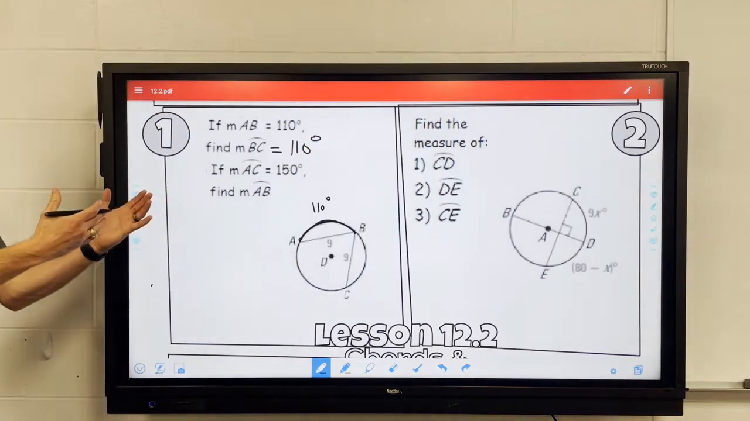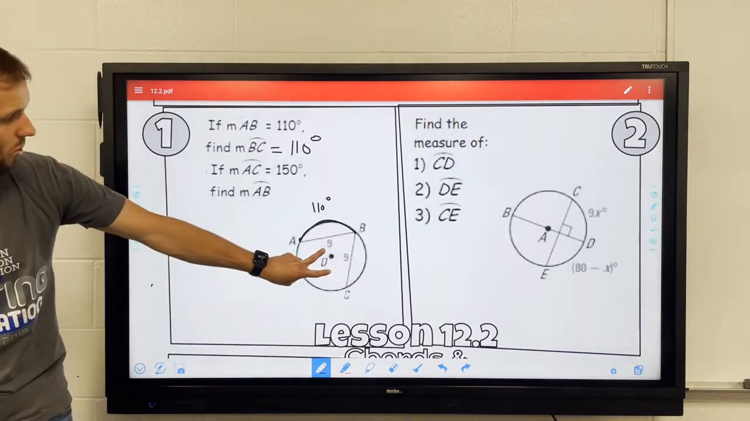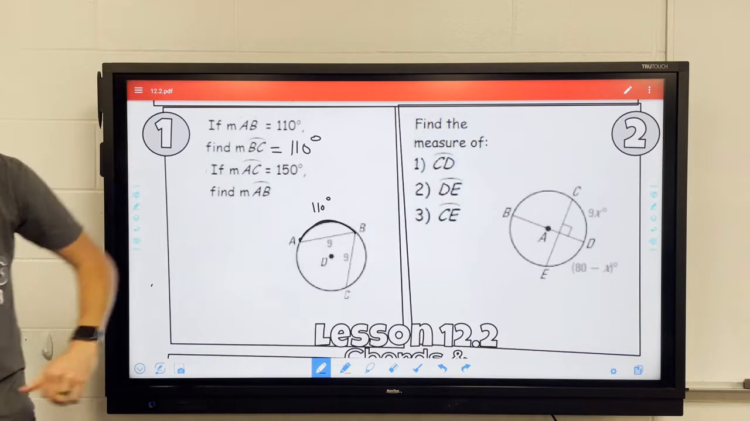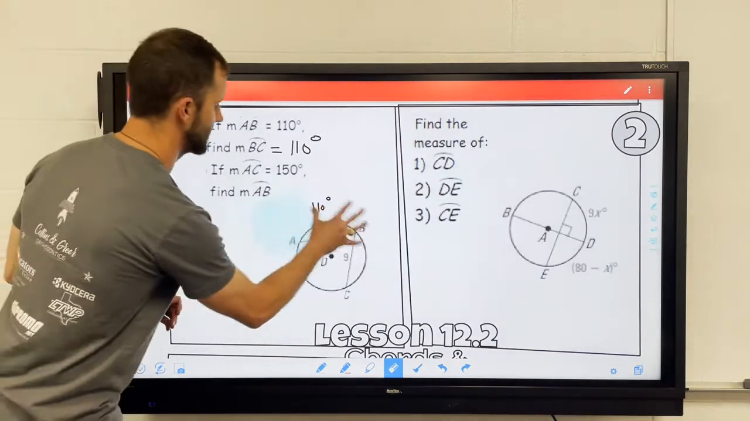Wow, that was difficult. All I had to do was remember a rule. So since those two chords are congruent, that means those two arcs are congruent. That problem's done. Does everybody understand that? Okay? All right, let's look at my next one.